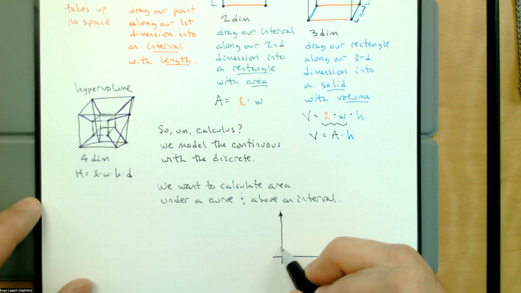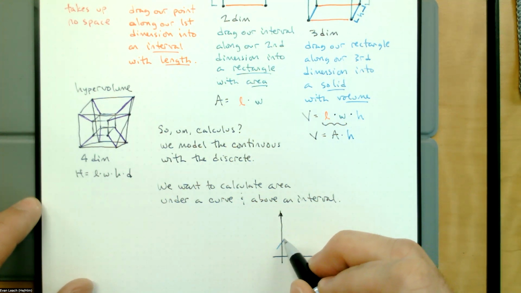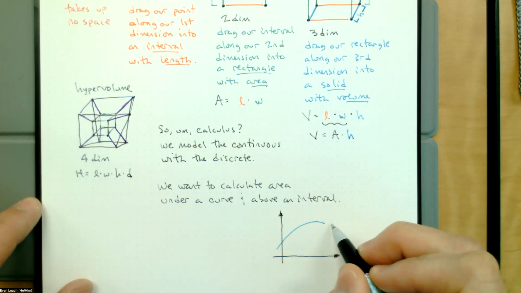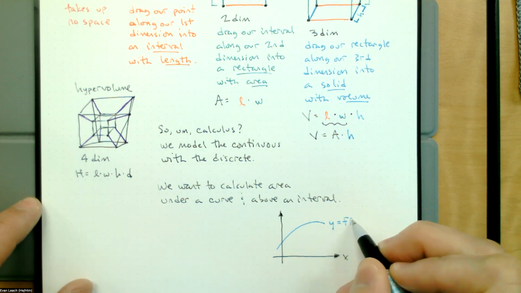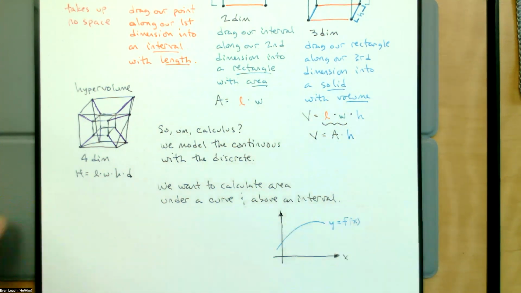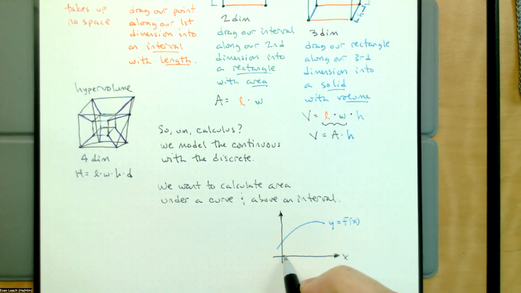To keep things simple, we like to represent our curves with functions. This is because it's the simplest for us to work with. It doesn't work on everything, but it works on enough that it's super useful. I want the area under this curve, and let's say above an interval.